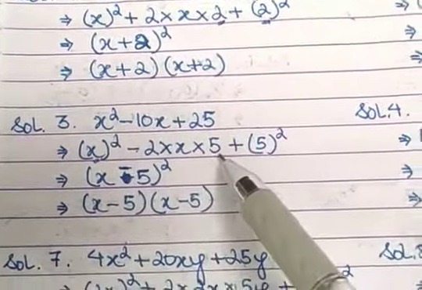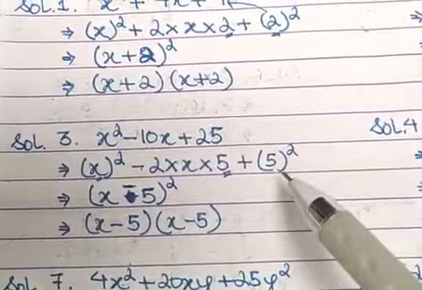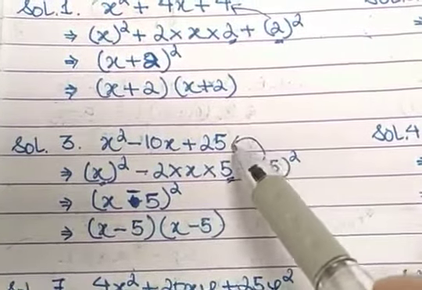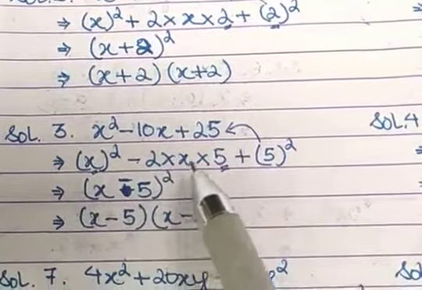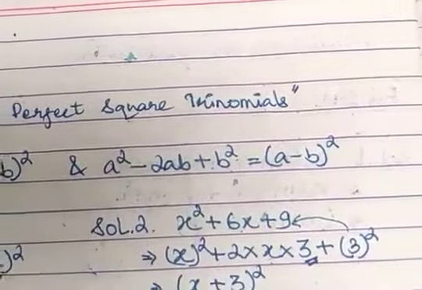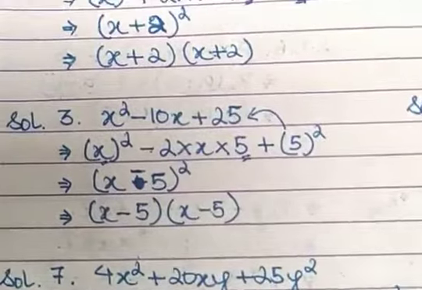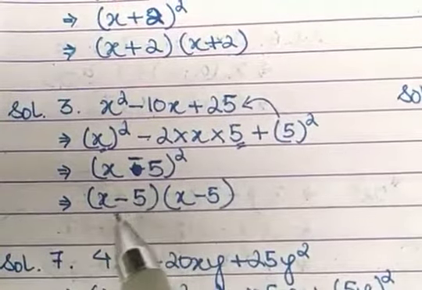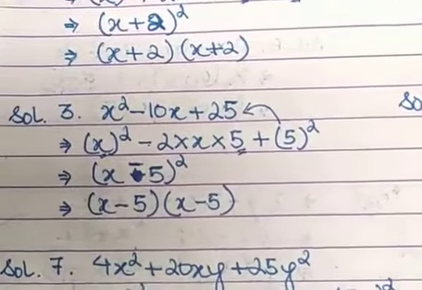Now what is the value for b I got in this one? 5. So plus 5 square. 5 square means 5 into 5 is 25. So that is our third term, 25. Now again this one is in the form of a square minus 2ab plus b square. So it is the expansion of a minus b whole square using this identity: a square minus 2ab plus b square equals a minus b whole square. So it is x minus 5 whole square. Now x minus 5 whole square can be written as x minus 5 into x minus 5, and we are done here. The product form, the factorization is done.